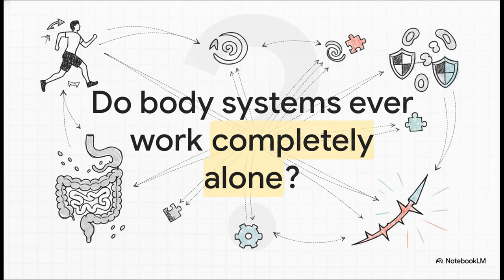Let's do a super quick check for understanding. Based on the runner, the whole digestion process, our bodily defenses, and that nasty thorn, do your body's systems ever work completely alone? The answer, as I'm sure you know by now, is a resounding no. The human body is a single master system, made entirely of interacting, interdependent subsystems.